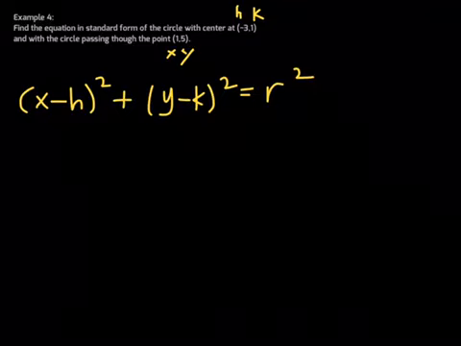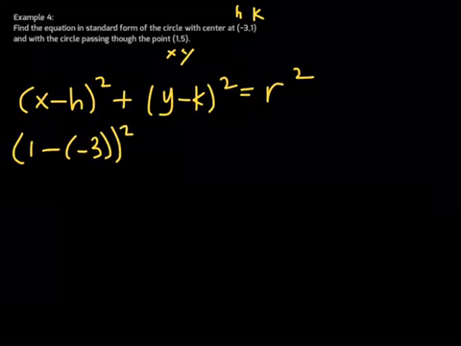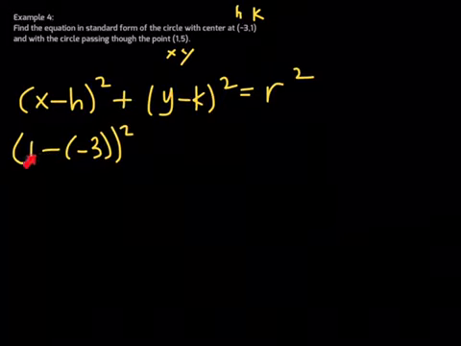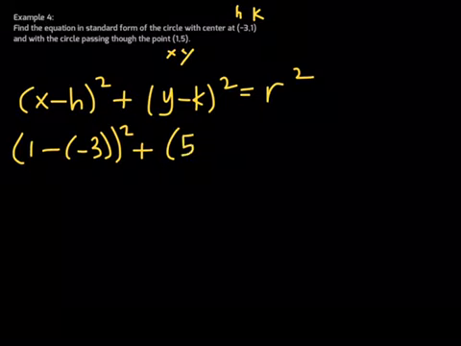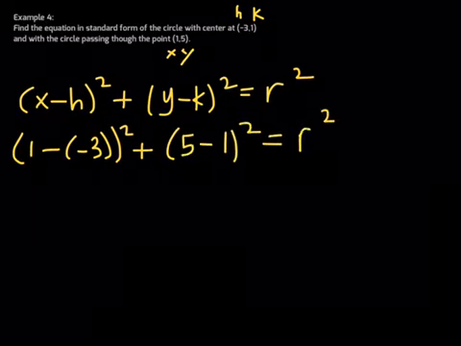So then we'll have, plugging in 1 for x and plugging in -3 for h. Don't forget, standard form says you have to square that. Hey, did you guys catch that right there? My x value is 1, and my h value is -3. So I'm plugging in those two values for x and h. Plus, my y value is 5 minus my k value, which is 1. Square that. And don't forget, this is all equal to r squared.